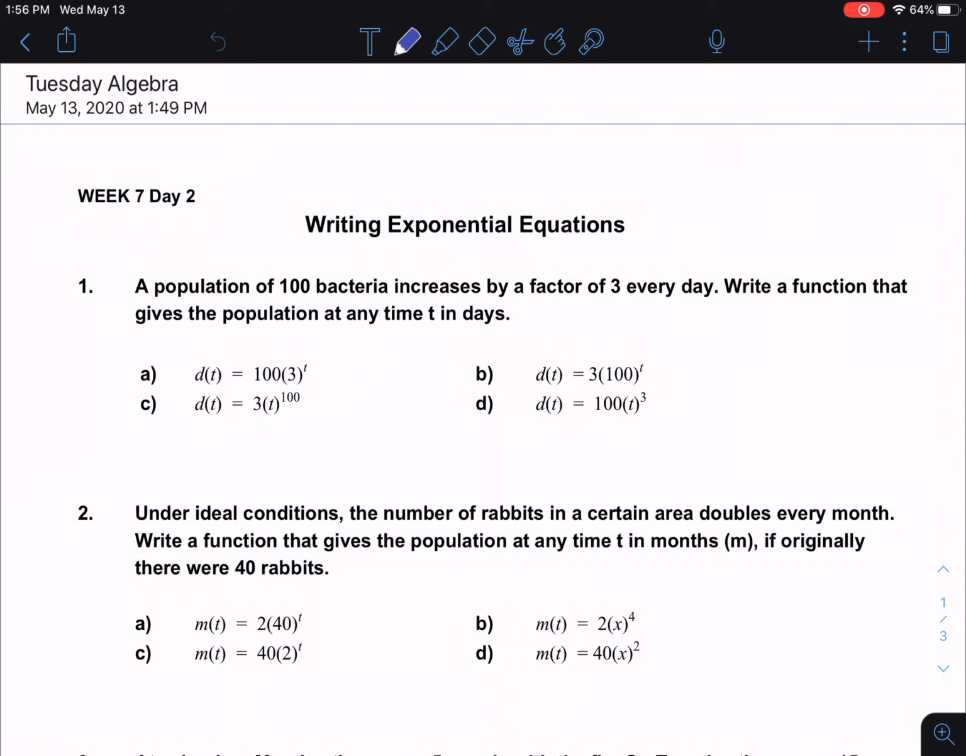Okay, so number 1 says a population of 100 bacteria increases by a factor of 3 every day. Write a function that gives a population at any time, t, in days. So first we've got to see our starting point. And our starting point is this 100 right there. That's our initial value.